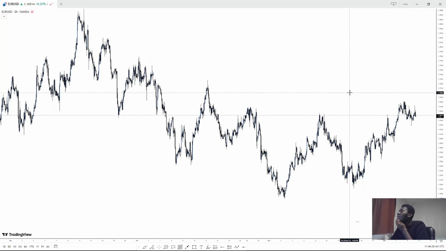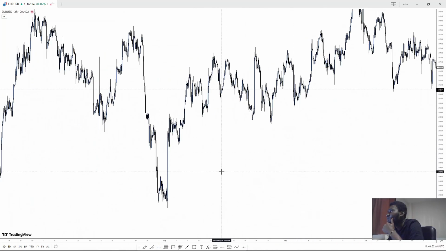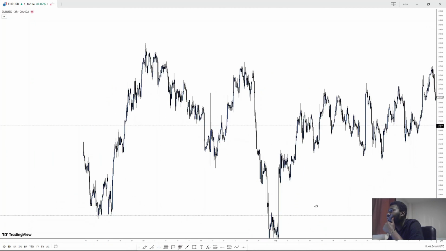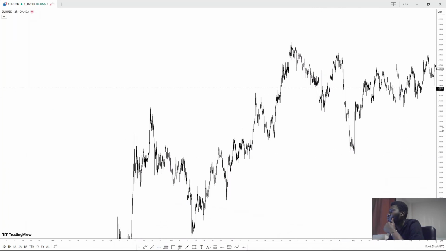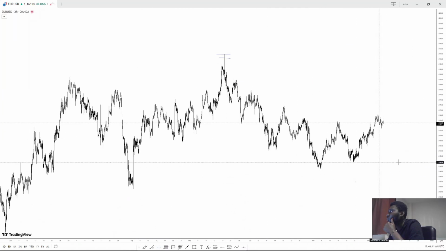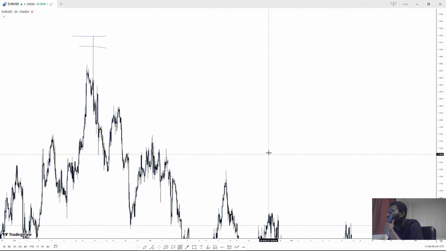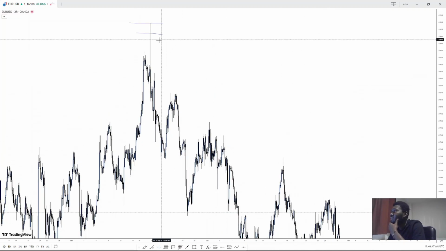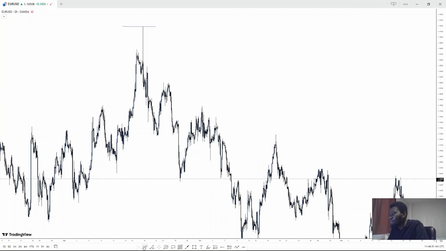Now, how to draw these POIs. Let's use the same example for it. Now we had this impulsive move from the top. This low from this high.